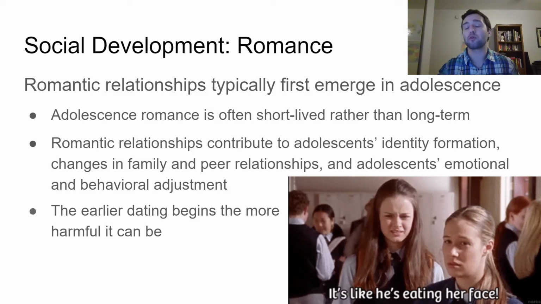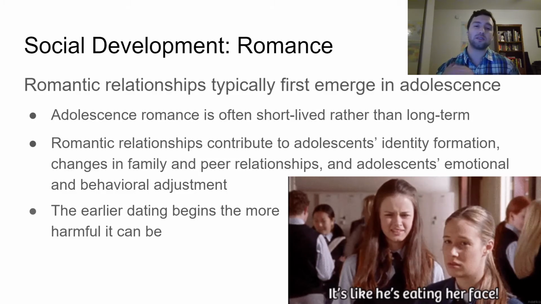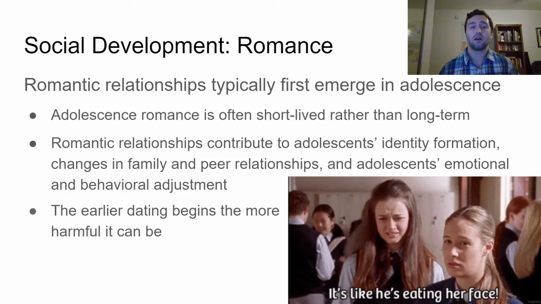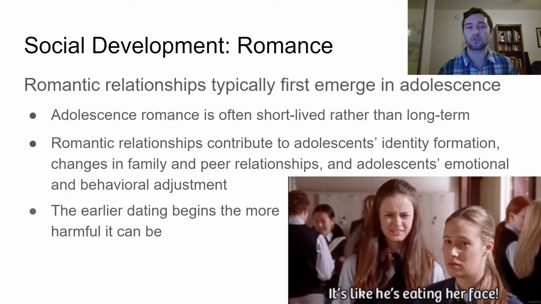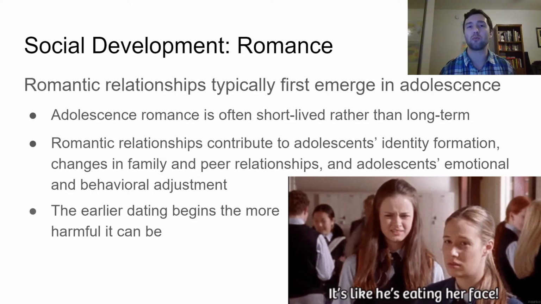Romantic relationships are really important, though. They contribute to adolescents' identity formation, changes in family and peer relationships, and adolescents' emotional and behavioral adjustment. So how these relationships go has a lot of different impacts. They can impact the way that we see ourselves, so the way that we identify ourselves, again, in relation to others. It can affect the way that we see our family and the way that we see our friends. It can affect the way that we feel emotionally and how we adjust and how we learn to deal with, or maybe not deal with, our emotions and how we behave. All those are things that are actually happening through these relationships, right?